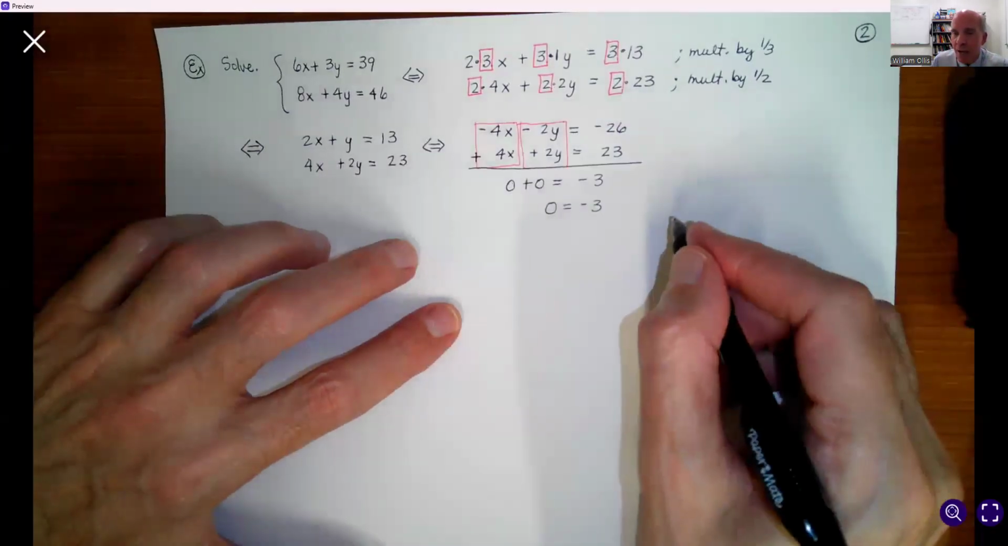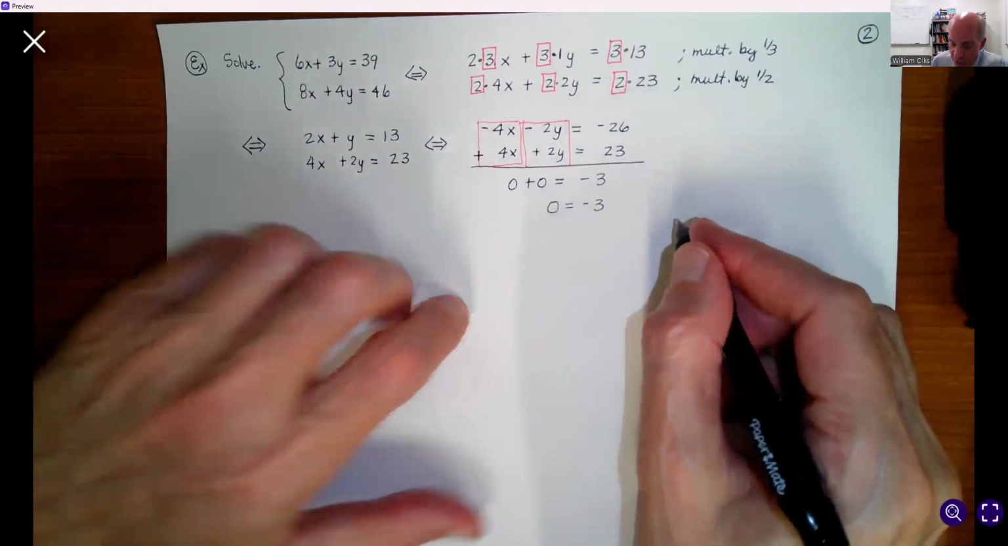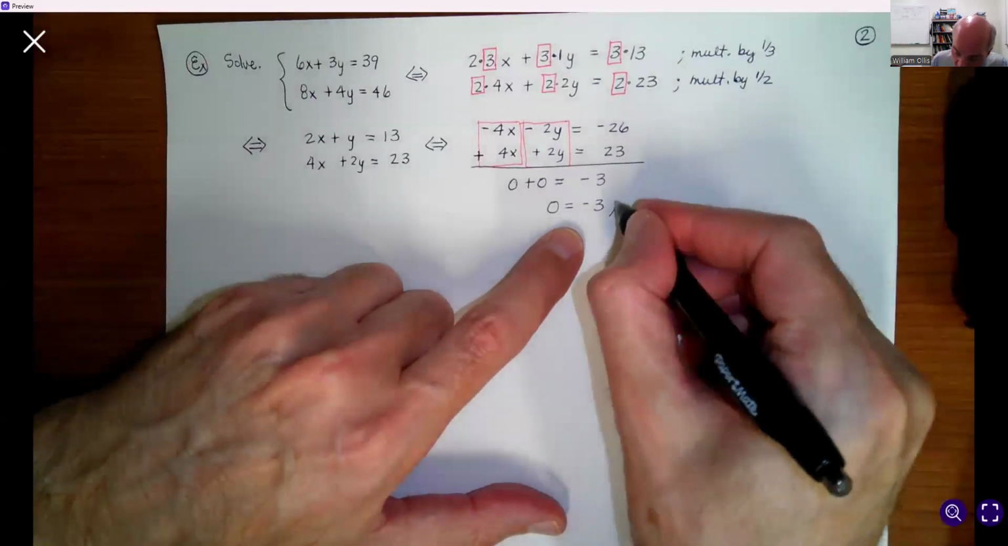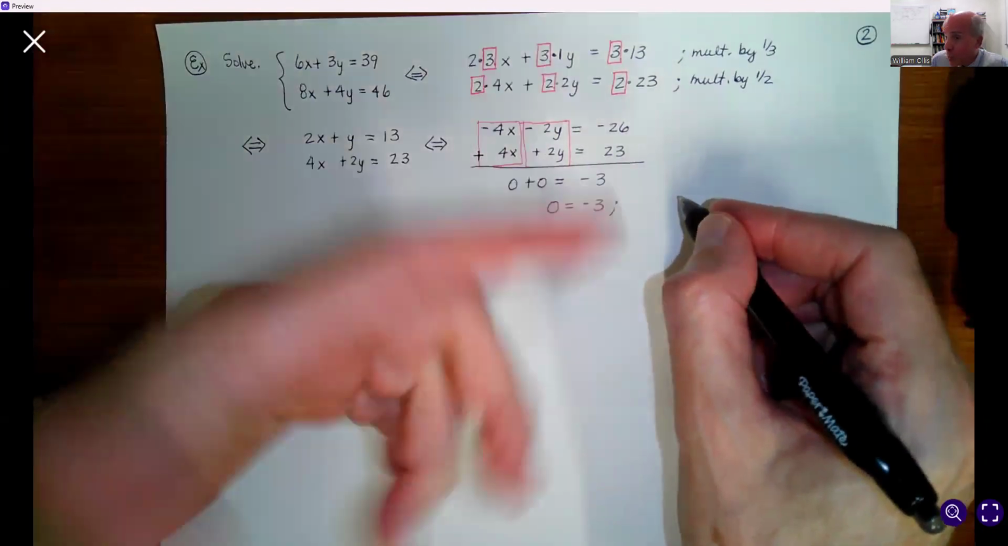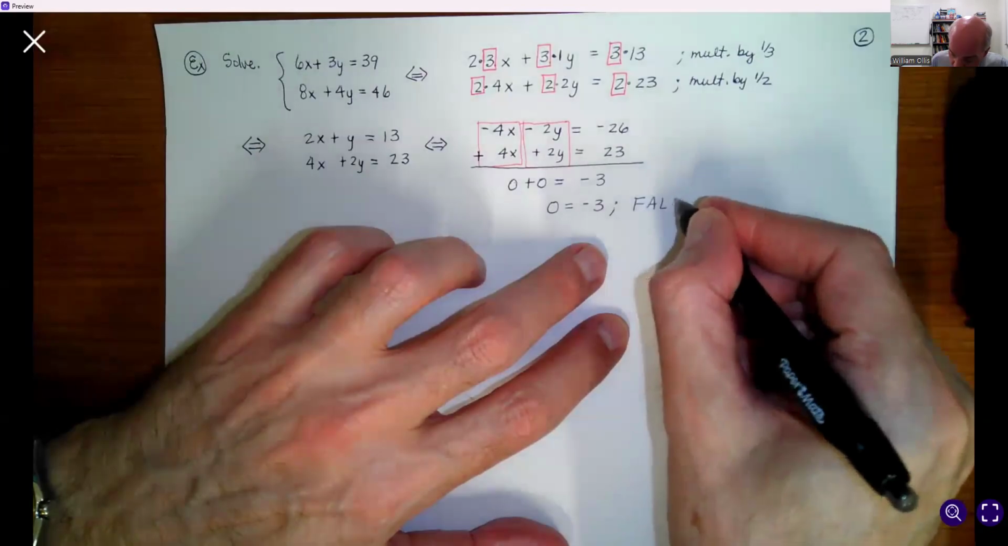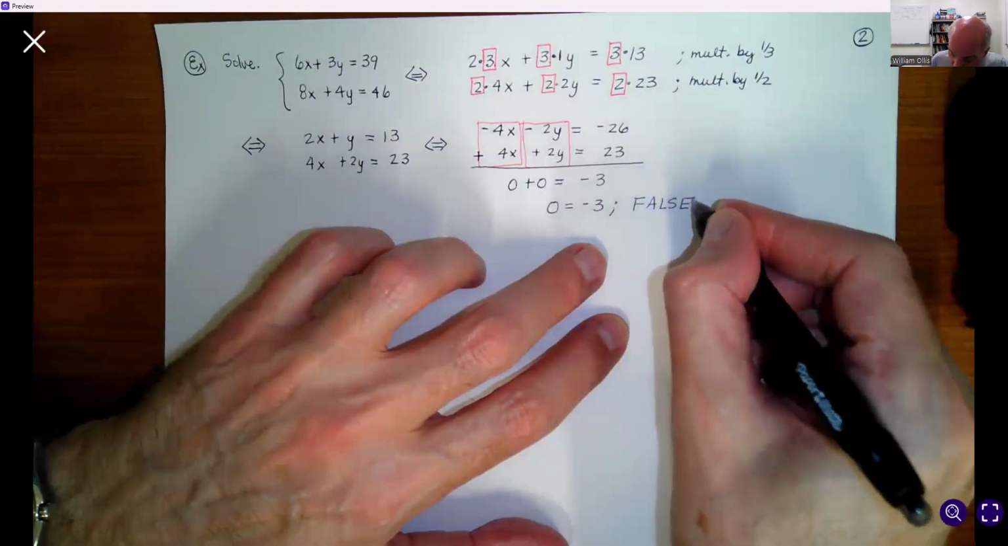And when we think about logical statements, they have truth values. And so when we see this 0 equals -3, this is what we say as a truth value to be false. So this is a false equation or a false statement.